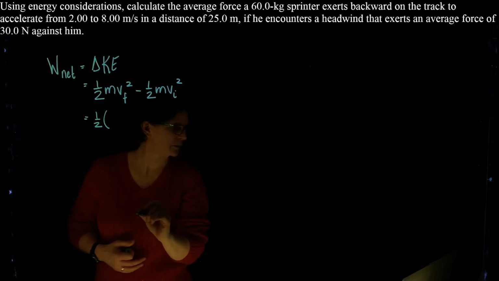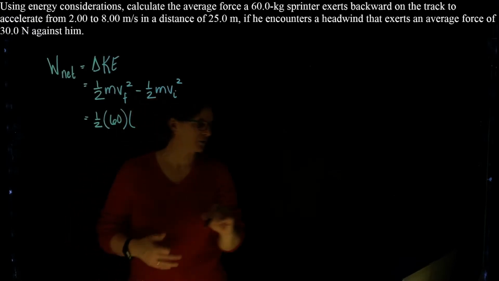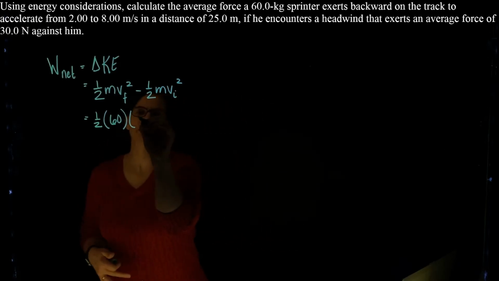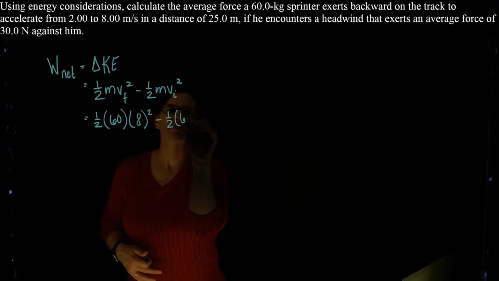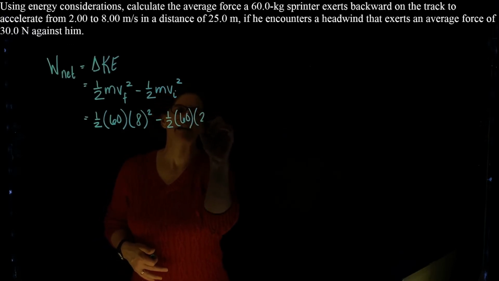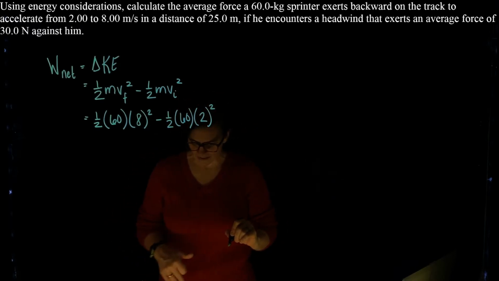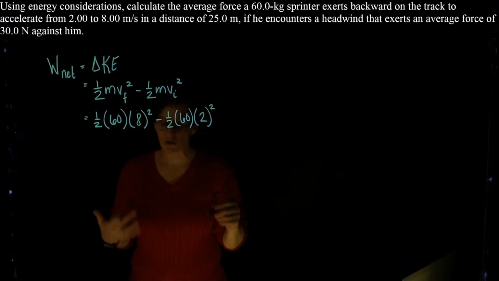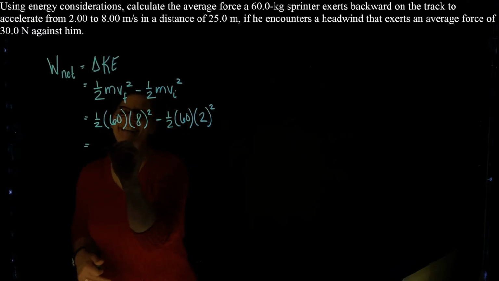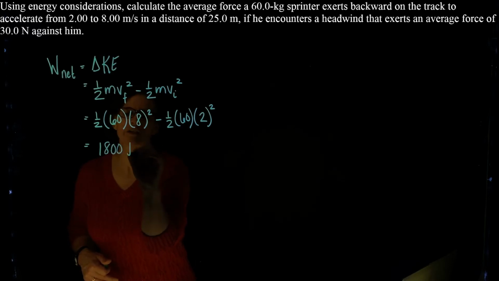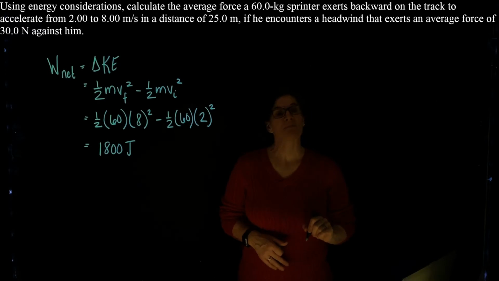We're told that the sprinter has a mass of 60 kilograms. He goes from 2 to 8, so his final speed is 8 meters per second. And 1/2 times 60, and he started at 2 meters per second. So we can determine that the change in energy of this sprinter, the net work done, is 1,800 joules. So the work done on this sprinter is 1,800 joules. Now that's the net work.